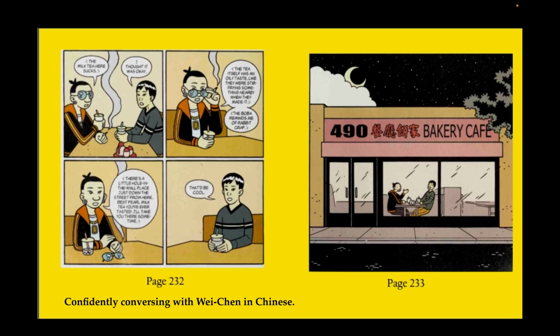Finally, on page 233, Jin is depicted happily sharing a moment with Wei-Chen in a Chinese cafe, surrounded by cultural symbols such as Chinese texts and traditional decor. The relaxed colors, posture, and smiling expressions convey a sense of emotional equilibrium and pride in his identity.